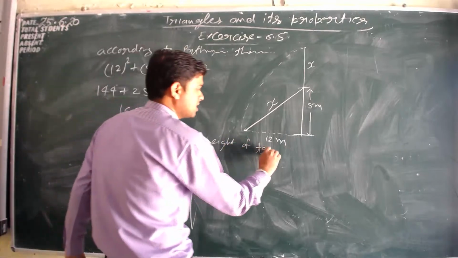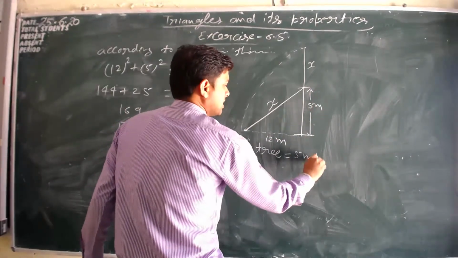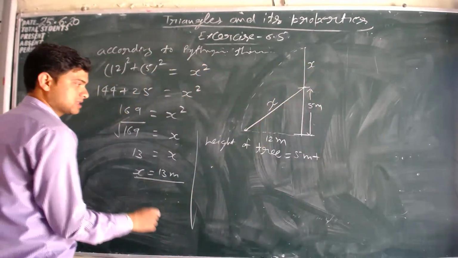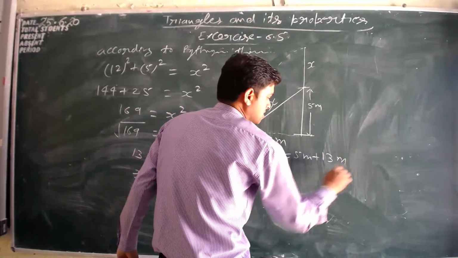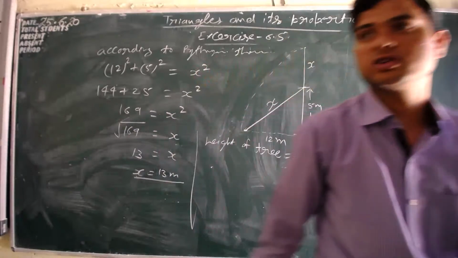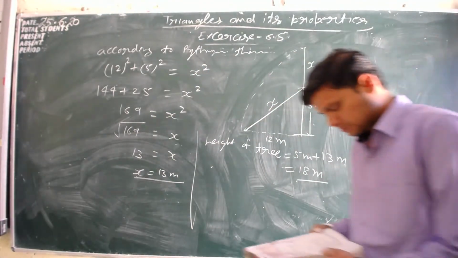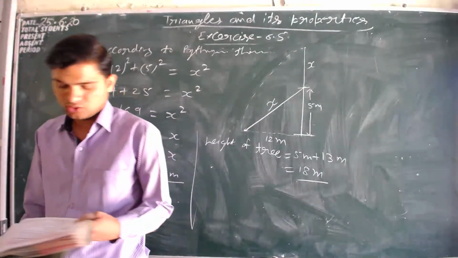Total height of the tree is equal to the sum of this broken height and the remaining height, that is equal to x, that is 13 meter, is equal to 18 meter. That is your answer. The total height of the tree is equal to 18 meter. Clear? Next one is angles PQ.